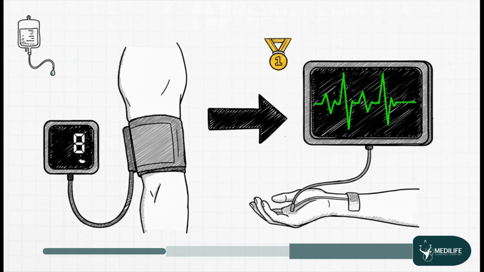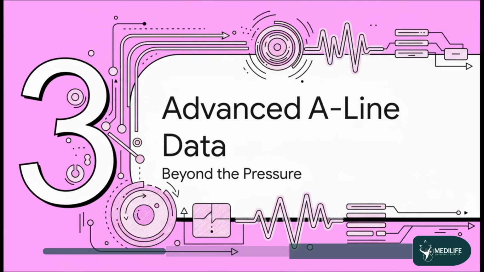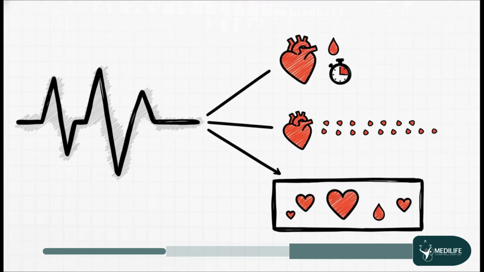Okay, so we've got this great real-time pressure, but what if I told you we could squeeze even more information out of that simple A-line? Well, that's where advanced systems come in. They use some pretty smart software to analyze that same waveform and unlock a much deeper story about the heart's performance. Just by looking at the shape of that pressure wave, these systems can figure out the patient's stroke volume. That's how much blood the heart pumps with each beat. From there, it calculates cardiac output, the total amount of blood pumped per minute.